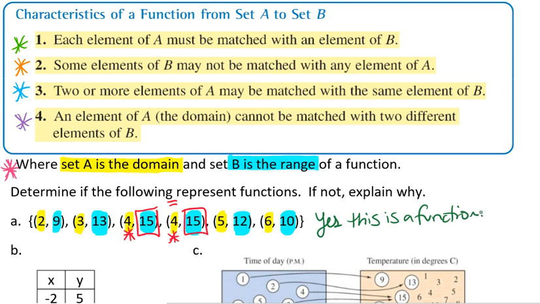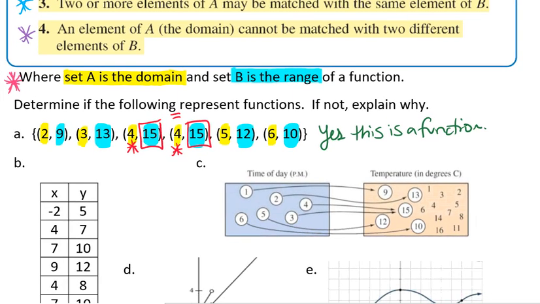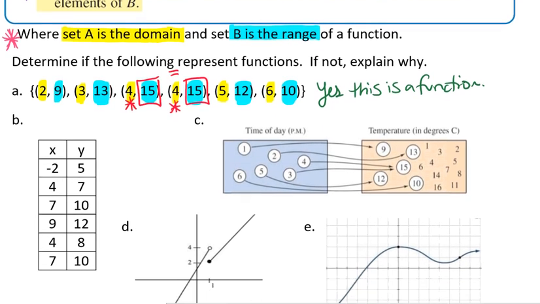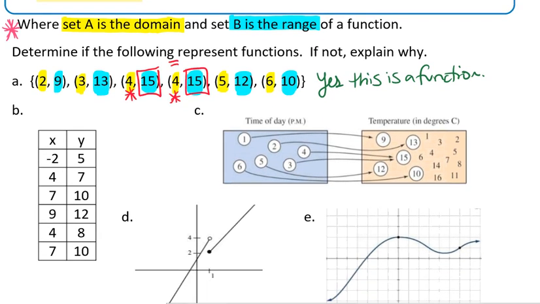Let's take a look at another example. In B, we have a table of values. Now again, our X's will represent our set A, and our Y's will represent our set B. Now remember that we can use what we just talked about on that last one. Just look at all of the X's. Do any of them repeat? Looks like we have repeaters here at 4, and then we have repeaters again at 7.